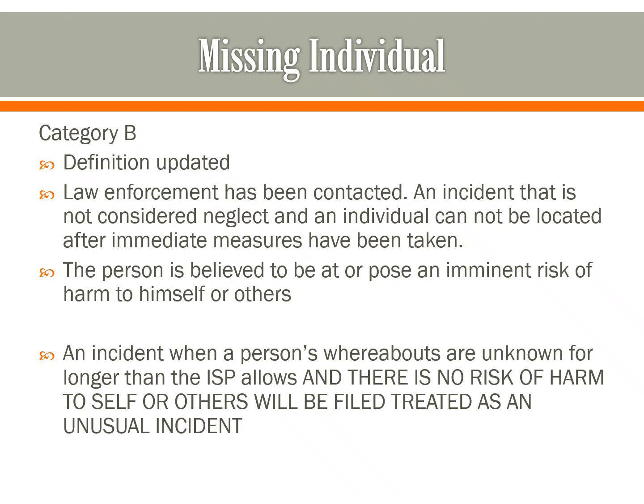An example of a missing individual is an individual who is a sex offender who needs supervision in the community, as they cannot be around children, and they go missing and cannot be found. Even though they have the skills to be in the community, they are at risk and the police had to be called.